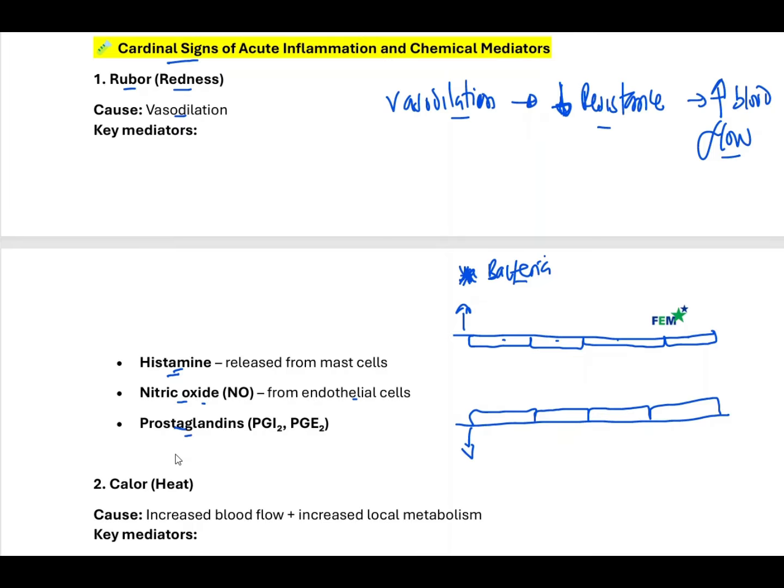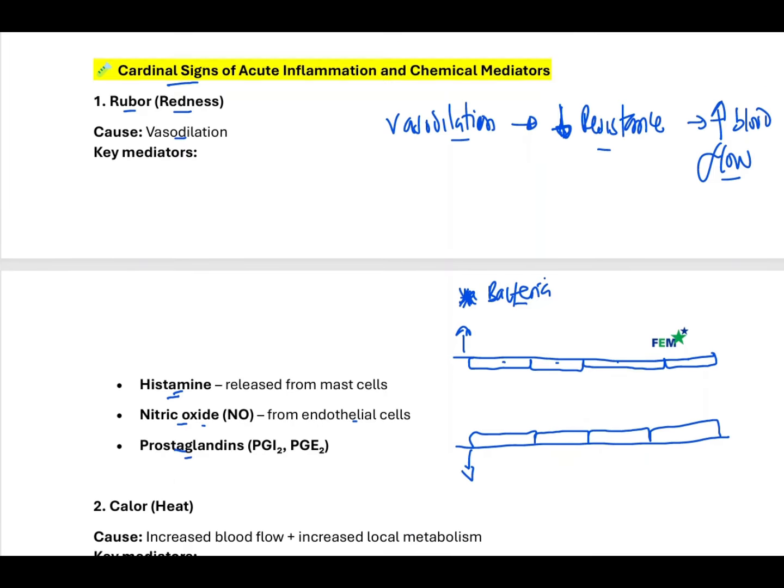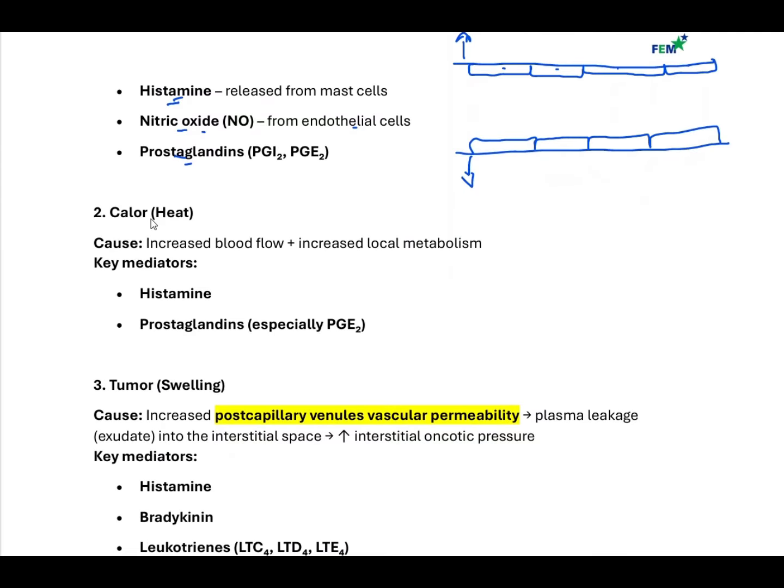Remember, prostaglandin is produced from the arachidonic acid pathway. Moving on to the next one, calor, which is heat. With what we just mentioned earlier, vasodilation and an increase in blood flow, as blood is moving towards the site of injury or where the bacteria is, the heat is also moving to that area.